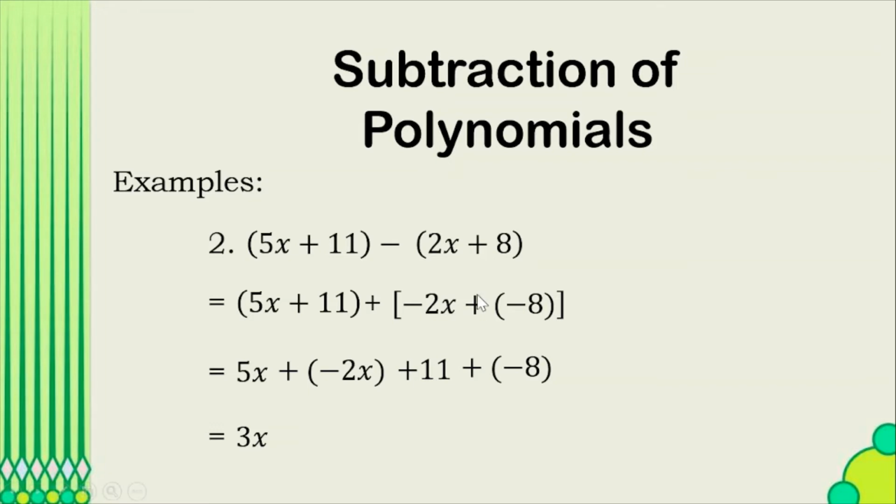Next, 11 plus negative 8. Same process. Get their absolute values. Why? Because they are unlike signs, right? So get their absolute values. So we have 11 and positive 8. Now subtract. 11 minus 8 is positive 3. What is the sign of the number with a greater absolute value? It is positive. So our answer is positive 3. Now, final answer, 3x plus 3.